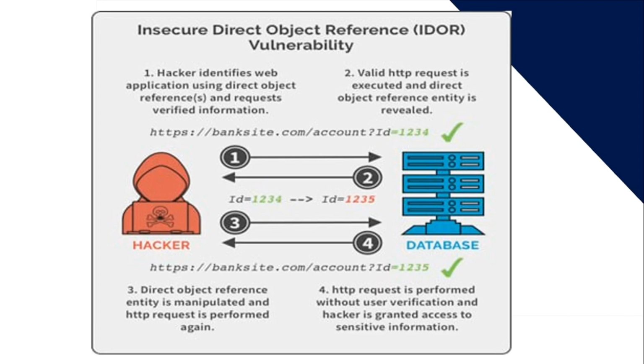Here is a picture representation of how IDOR works. The hacker first identifies web applications using direct object references and requests verified information. A valid HTTP request is executed and the direct object reference entity is revealed. The object reference entity is manipulated and the HTTP request is performed again. The HTTP request is performed without user verification and the hacker is granted access to sensitive information.